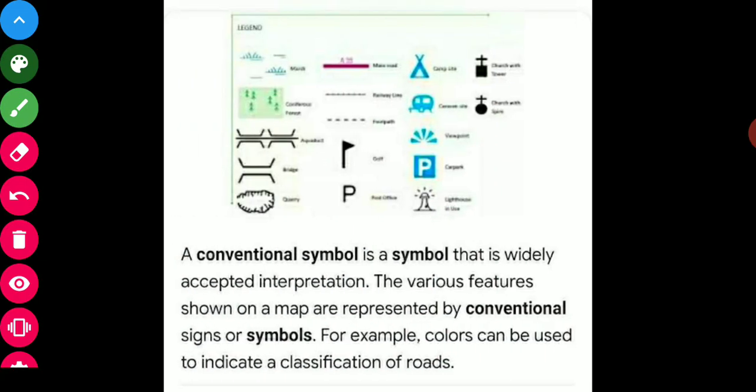Now, a conventional symbol. A conventional symbol is a symbol that is widely accepted. The various features shown on a map are represented by conventional signs or conventional symbols. For example, the colors can be used to indicate a classification of roads.